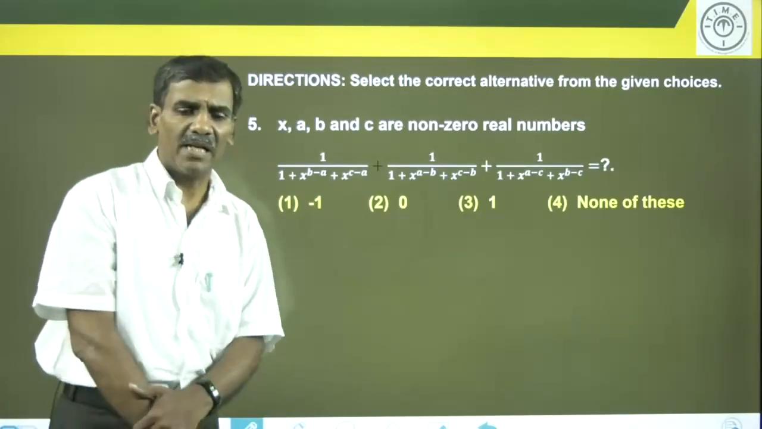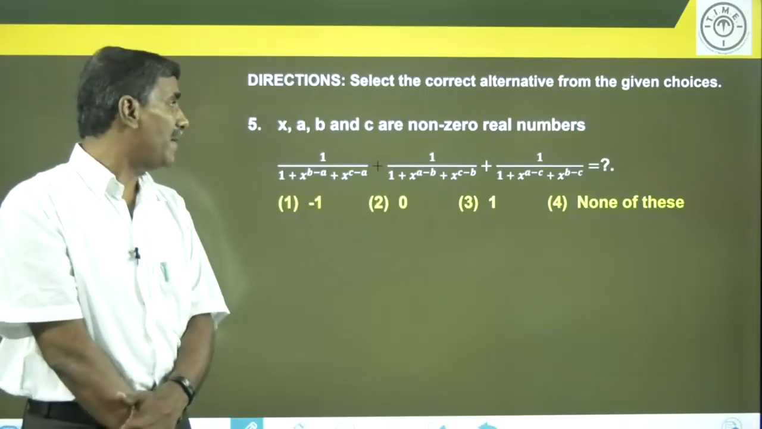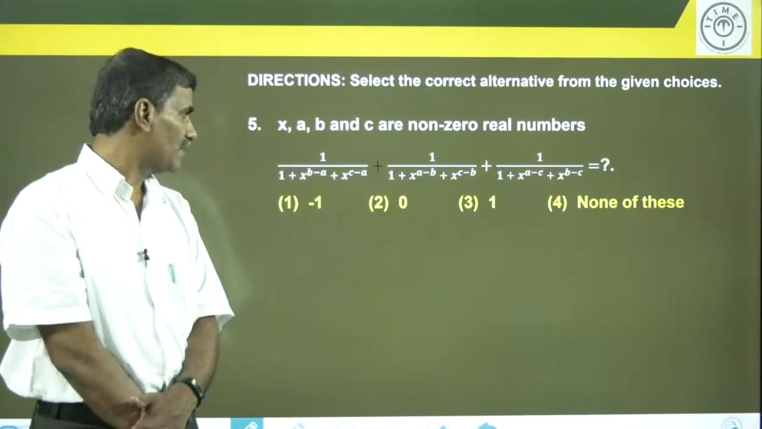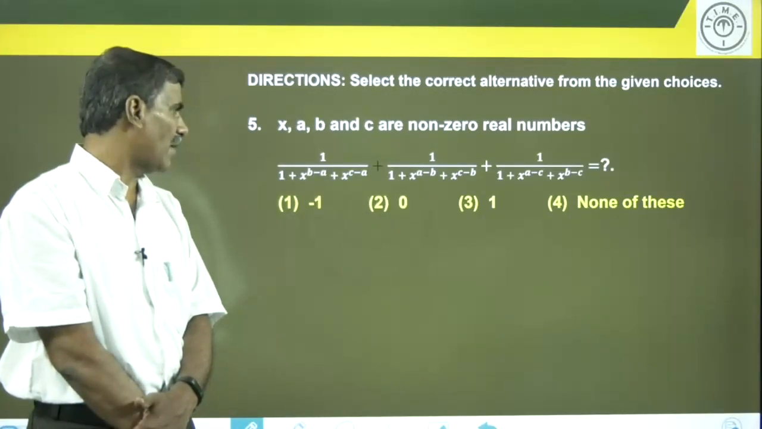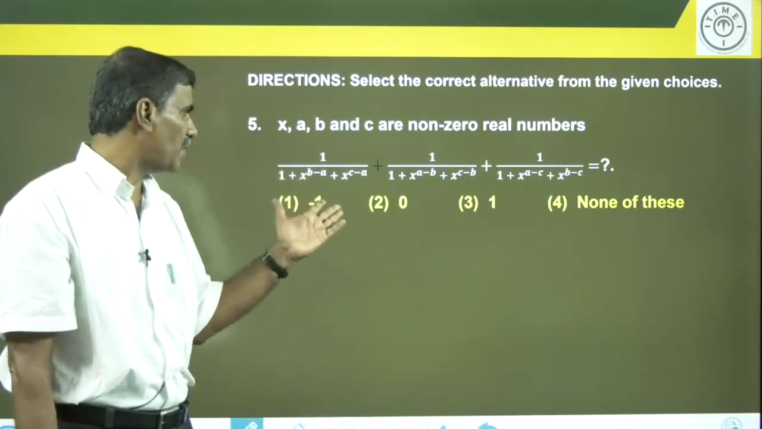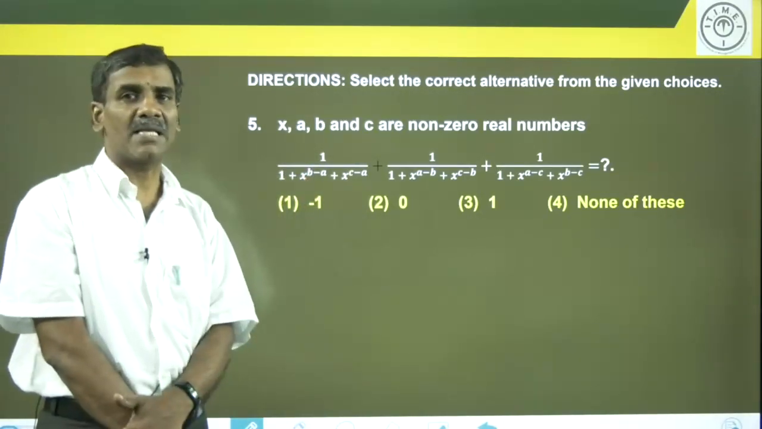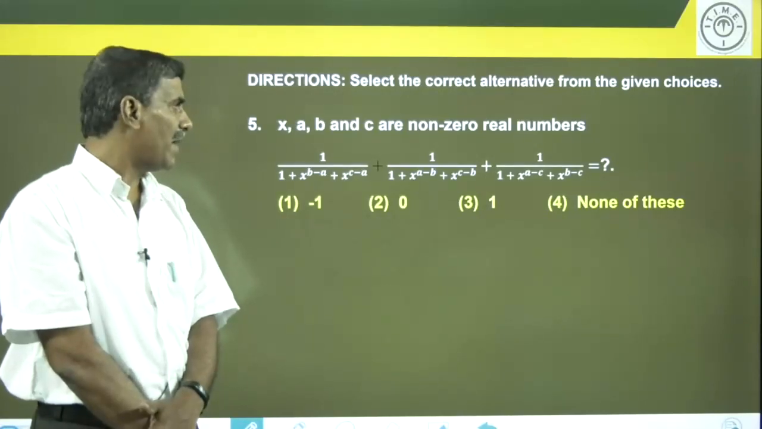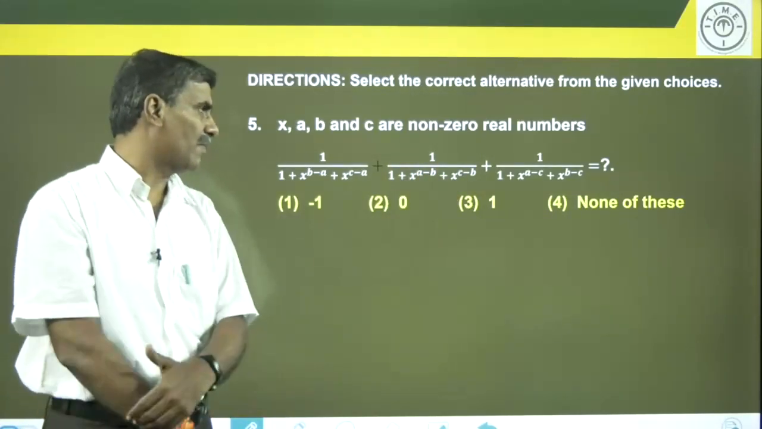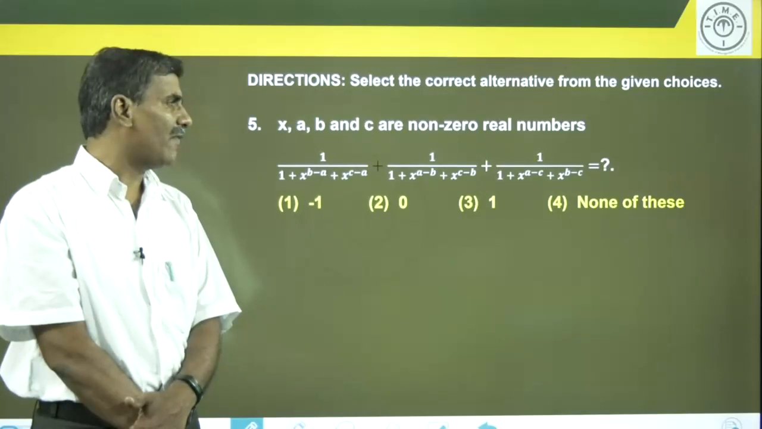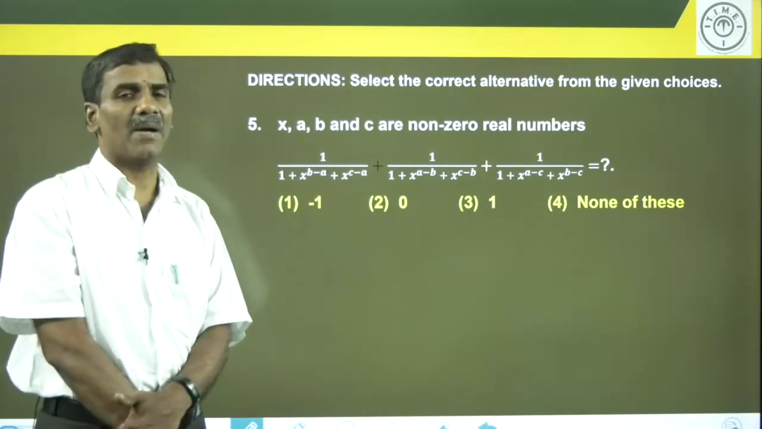So let's look at one more question that was given in the ICET examination over the recent years. The question is mainly dealing with x. a, b and c are non-zero real numbers. Then what is the value of 1 by 1 plus x power b minus a plus x power c minus a, plus 1 by 1 plus x power a minus b plus x power c minus b, plus 1 by 1 plus x power a minus c plus x power b minus c.